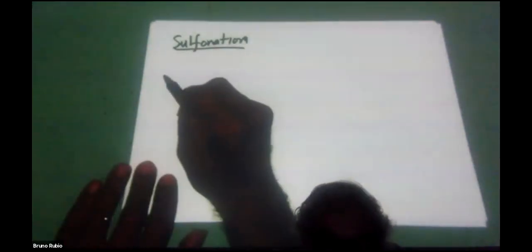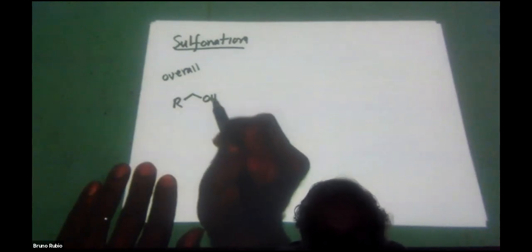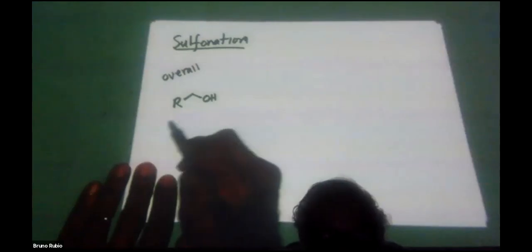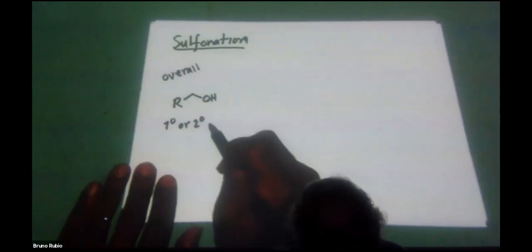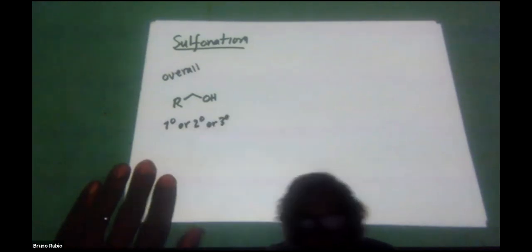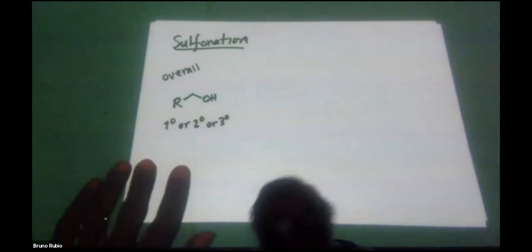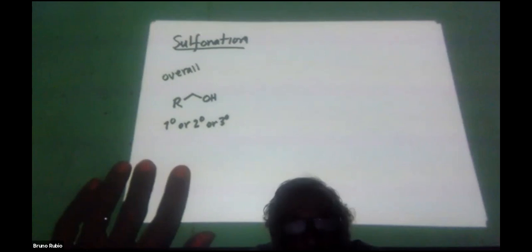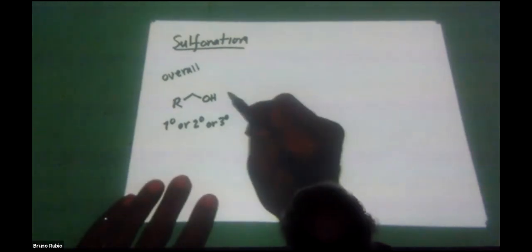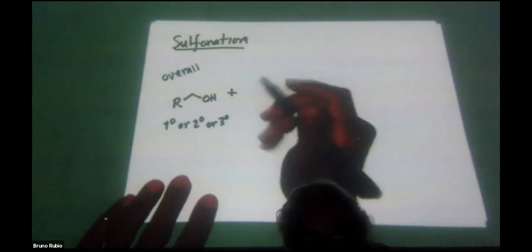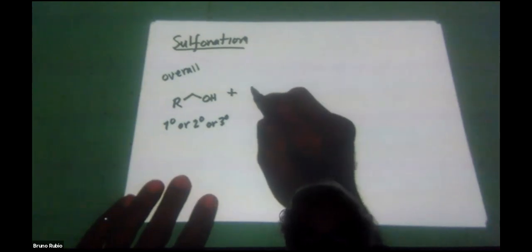Okay, here the overall reaction will be, you take an alcohol, and now this alcohol can be primary, secondary, or tertiary, so it's not really restricted to any kind of alcohol. And this stuff reacts with what is called a sulfonyl chloride.